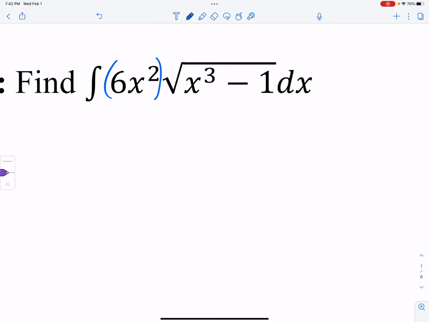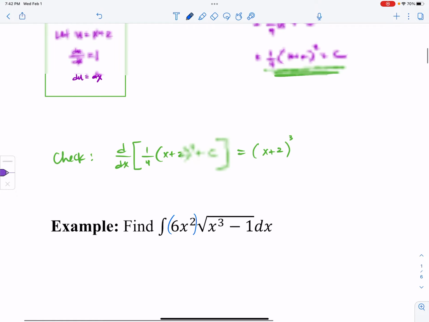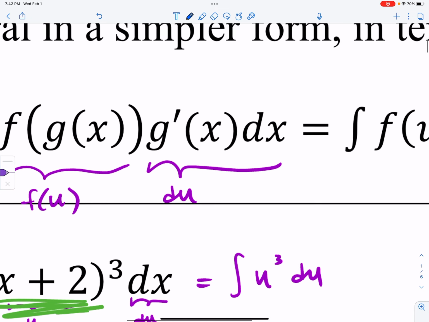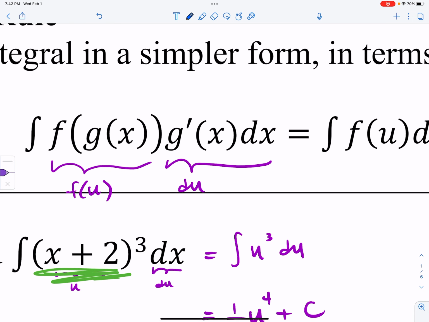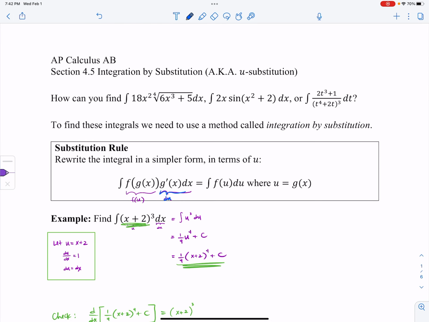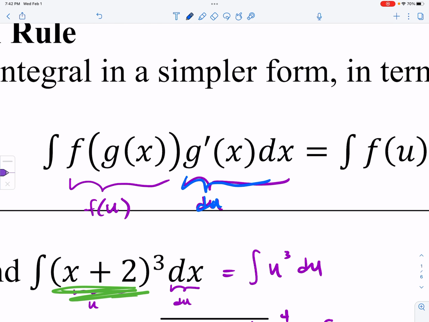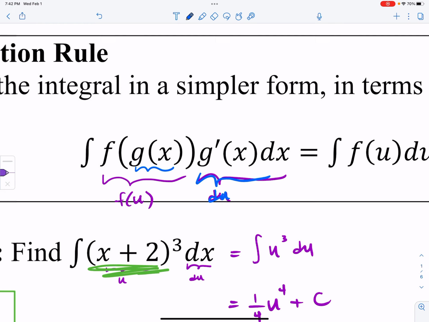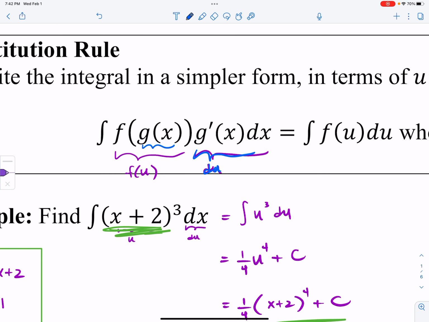Now remember, back up here, our definition, that we want to replace g prime dx with du. So we want to pick to let u equal to g of x, where its derivative will be left in the function, and then we'll be able to replace that derivative dx with du.